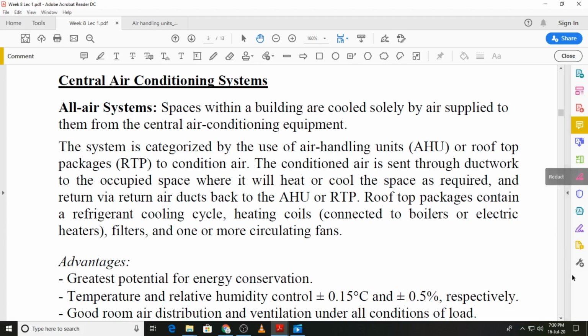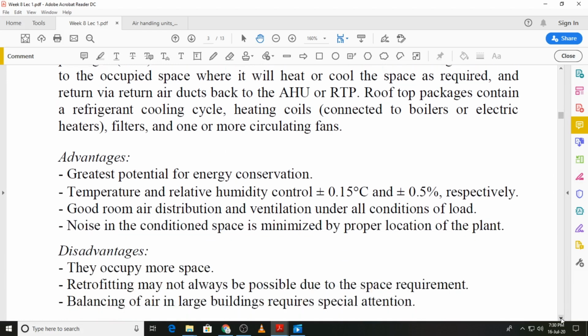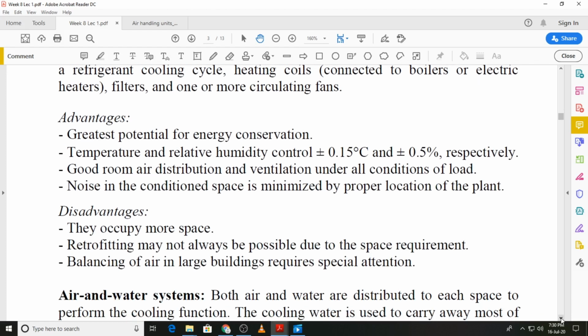Then we look at the various advantages and disadvantages of such a system. For large buildings and complexes, this has the greatest potential for energy conservation, and we have very precise temperature and humidity control. Air distribution and ventilation under varying loads is carried out quite well with this, and the noise in the conditioned space is minimized because we have a plant which is located away from the conditioned spaces as required.